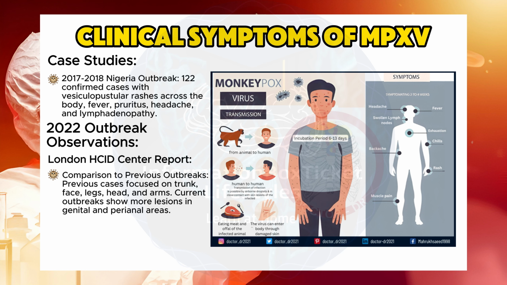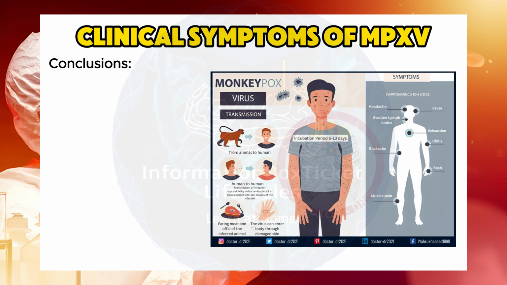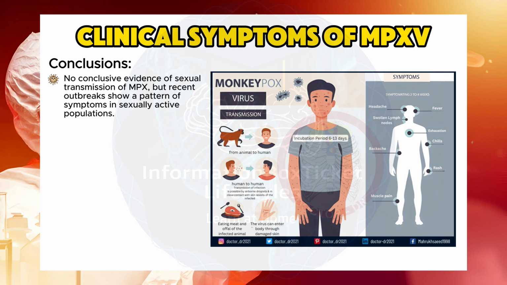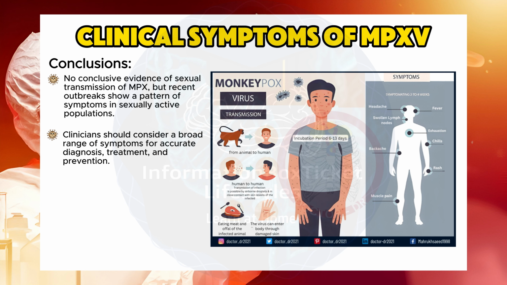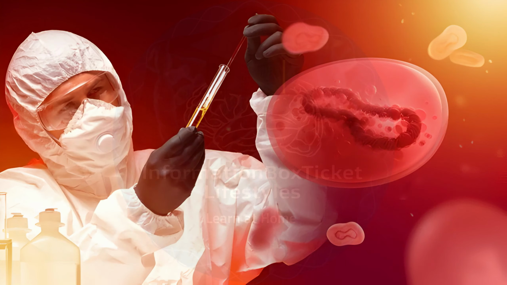Comparison to previous outbreaks. Previous cases focused on the trunk, face, legs, head, and arms. Current outbreaks show more lesions in genital and perianal areas. Conclusions: there is no conclusive evidence of sexual transmission of MPX, but recent outbreaks show a pattern of symptoms in sexually active populations. Clinicians should consider a broad range of symptoms for accurate diagnosis, treatment, and prevention.